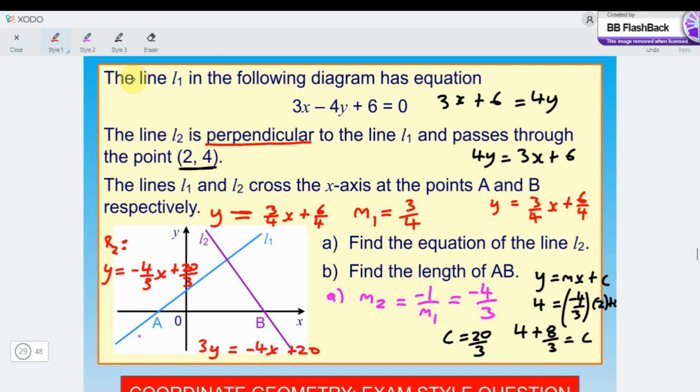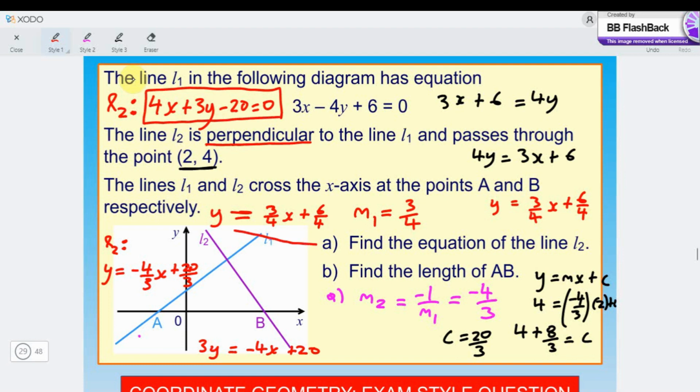Or some persons might rewrite it. So just to rewrite the final answer one last way, you can say L2 is, bring it over here, 4x plus 3y minus 20 equals 0. If we bring everything to the left side, it becomes plus 4x and minus 20 on the other side. So you can write the answer this way, right? So this is your answer for part A.